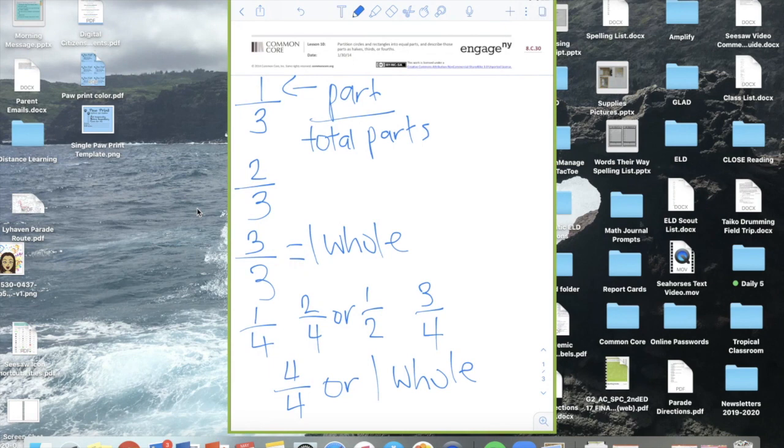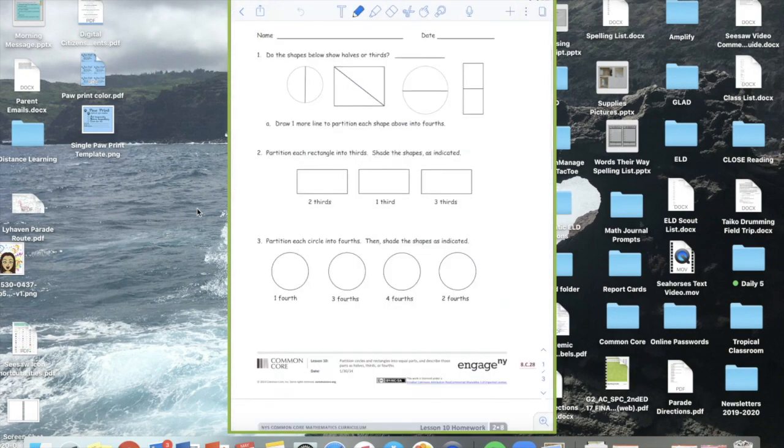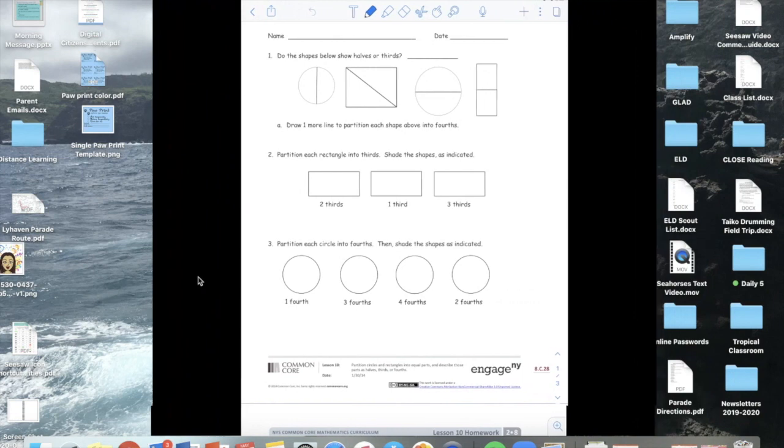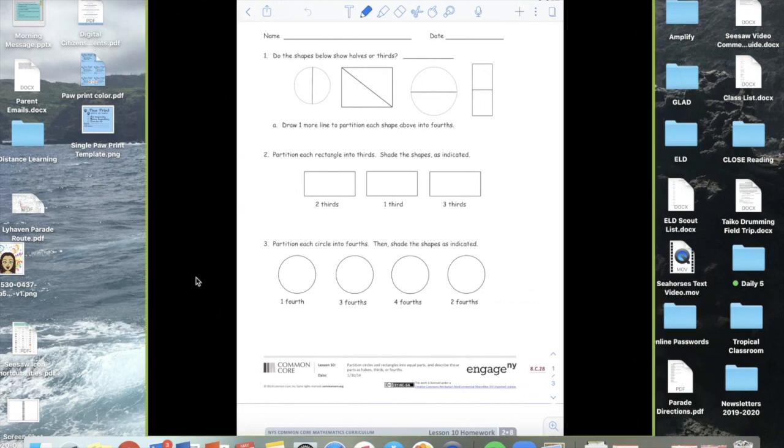Okay, so let's take a look at what you're going to be doing today. Okay, so you're going to have to partition shapes, and then you need to look at if the shapes are equal. Are they showing halves or thirds? So you're going to do the shapes below show halves or thirds. So I see that there are 2 equal parts, so I see halves. Okay? Draw 1 more line to partition each shape above into fourths.